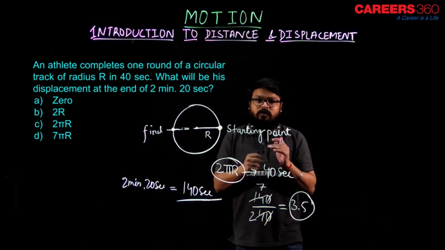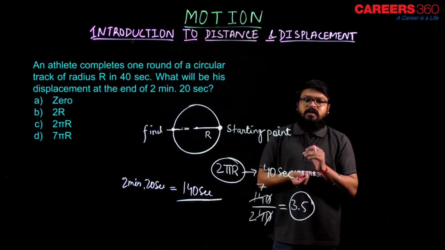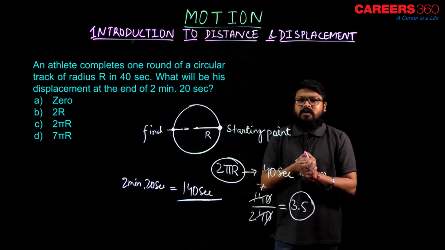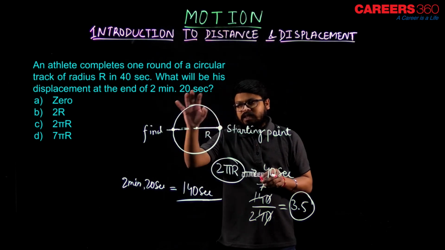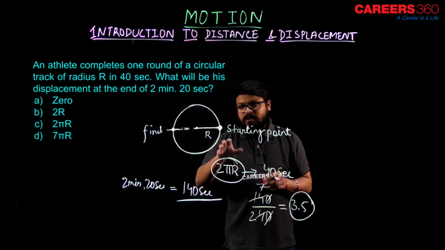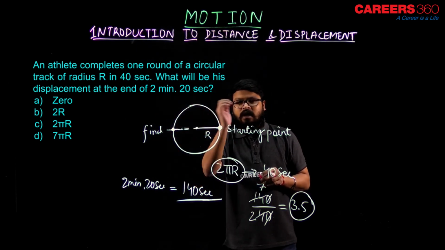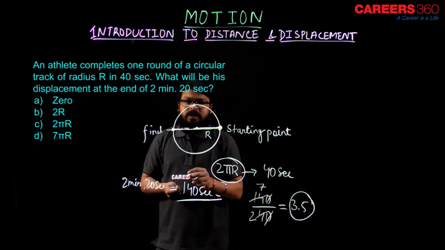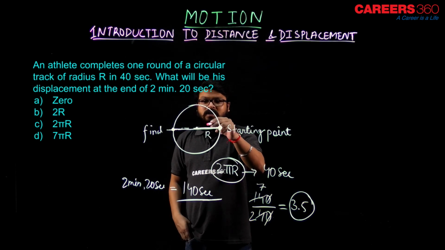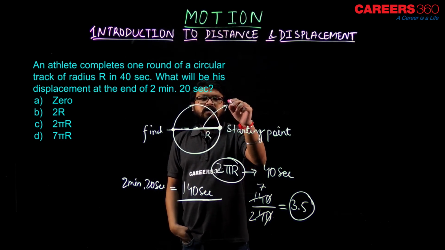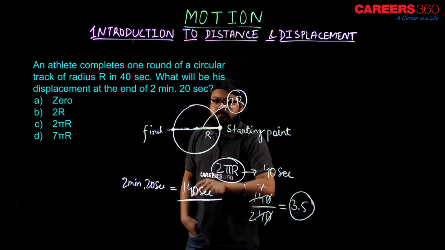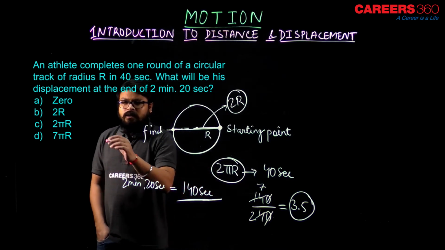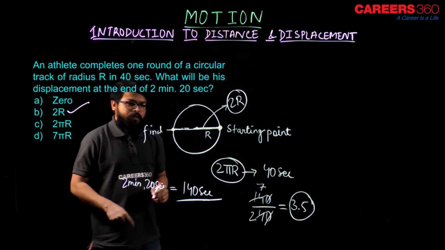So over here, of course, you have to consider the speed to be constant. Then only you can say that, yeah, in 40 seconds if he covers the total track, in 20 seconds he will cover half of the track. So over here, as you can see, this is nothing but the diameter, and the diameter of a circular track of radius r is nothing but 2r, isn't it? So what is our answer? That is 2r. I hope you got that.